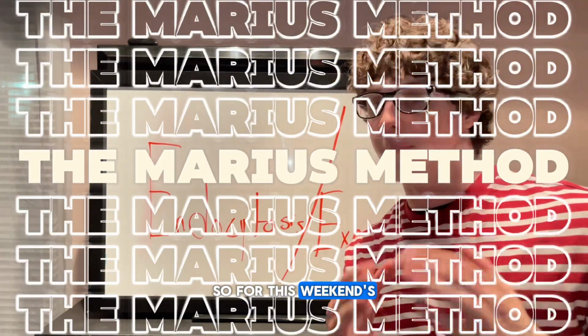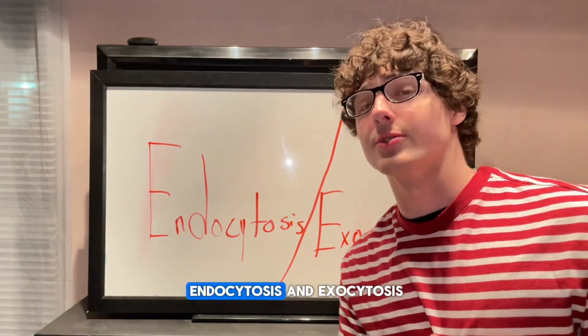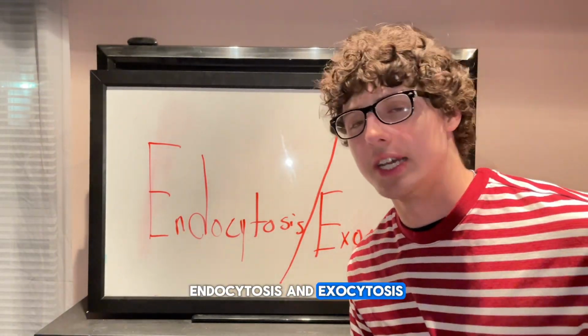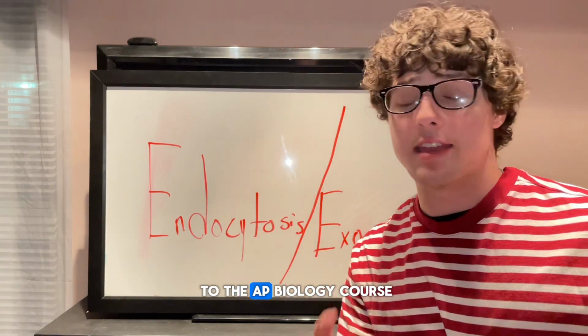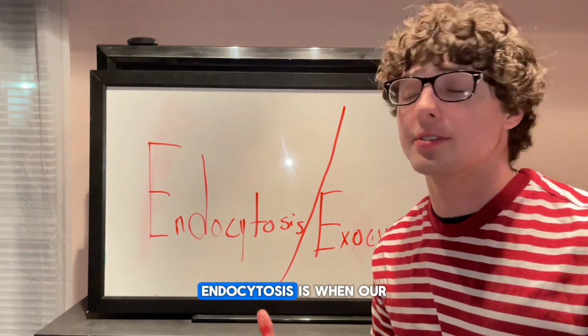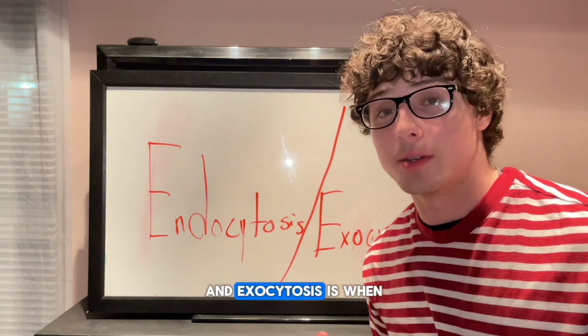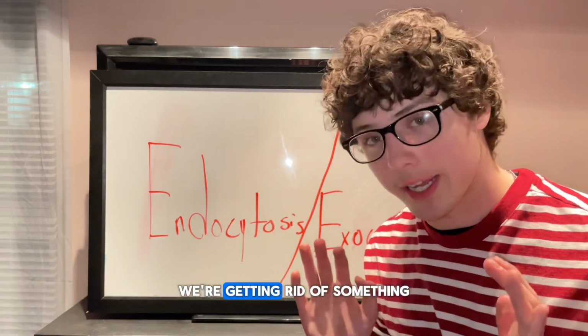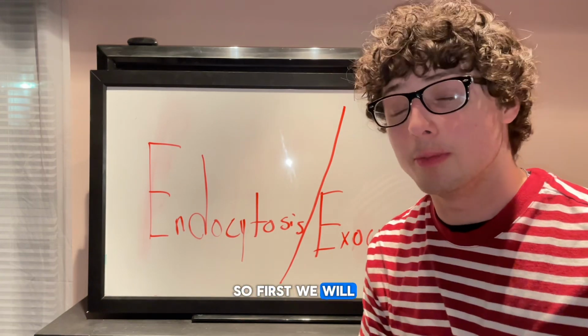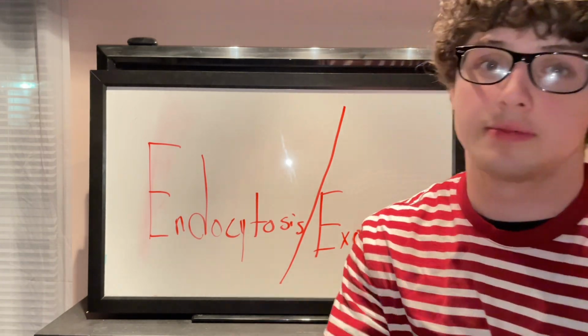So for this weekend's mini lesson, we will be discussing endocytosis and exocytosis. These concepts are crucial to the AP Biology course. Endocytosis is when our cell membrane is bringing something in, and exocytosis is when we are expelling, we're getting rid of something. So first, we will be discussing endocytosis.